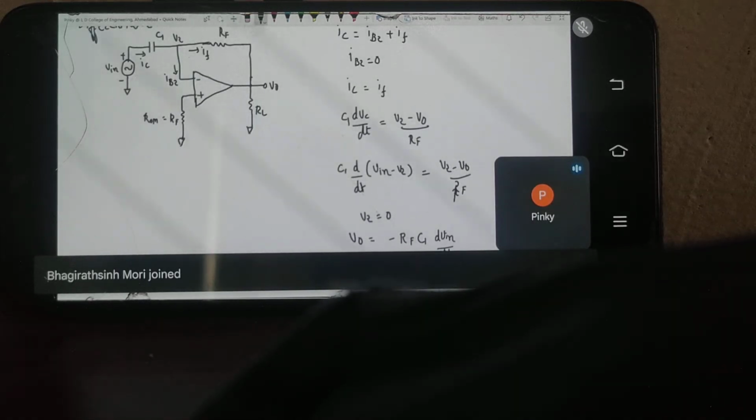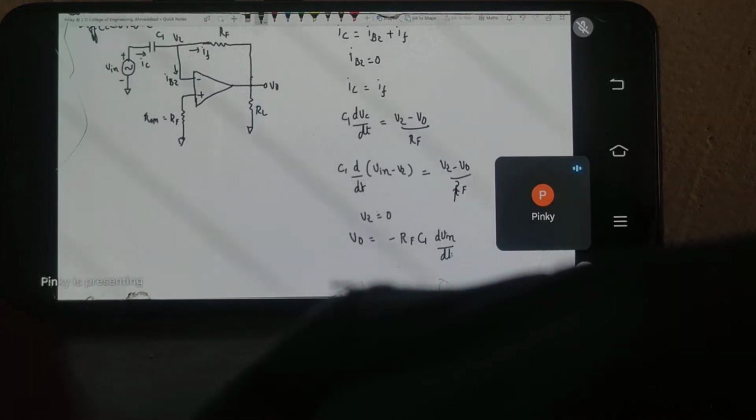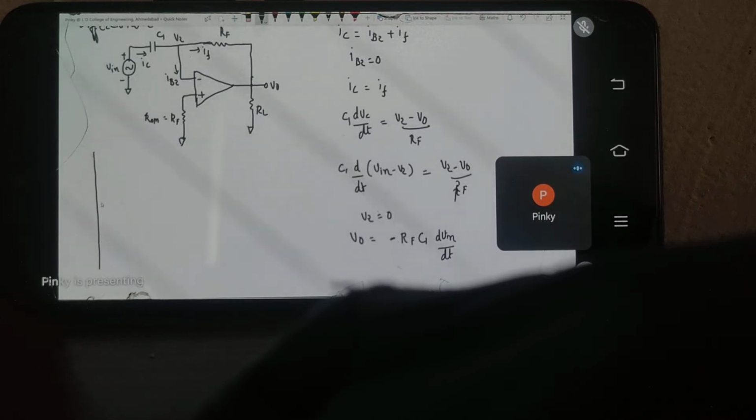Okay. And when you give a square wave, what will the differentiation of the square wave give? Spikes. When you have a positive input, you have a negative spike. When you have a negative input, you are going to get a positive spike. Why is that? It is due to this negative sign. Okay, let me just draw here the output waveform for a square wave.